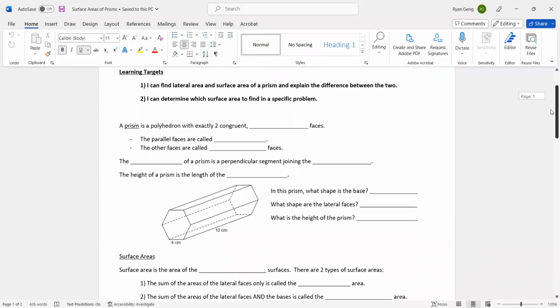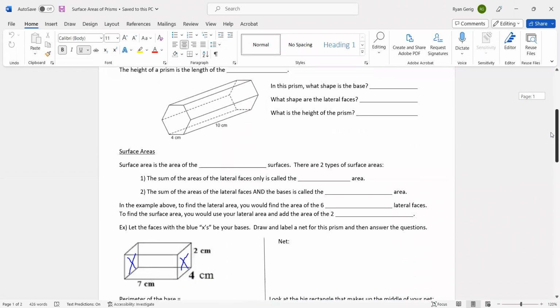All right. So back to the one we had kind of already talked about here, this hexagonal prism. Yes, that's what it's called. It's a hexagonal prism because what shape is the base? It is a hexagon. What shape are the lateral faces? I already said this. The lateral faces are the faces that connect the bases. Those are rectangles. What is the height of this prism? And that is the 10 centimeters.